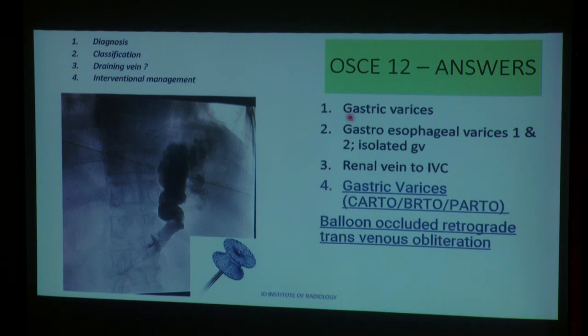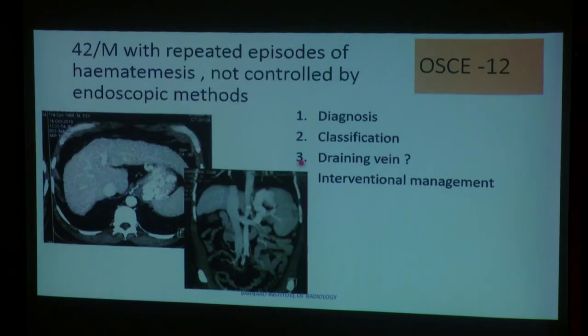And what is the classification? I'll just come to it. The gastric varices are classified into isolated gastric varices and gastroesophageal varices. And where is it draining? It commonly comes inferiorly and drains into the left renal vein, which drains into the IVC. So this is sort of a portosystemic connection.